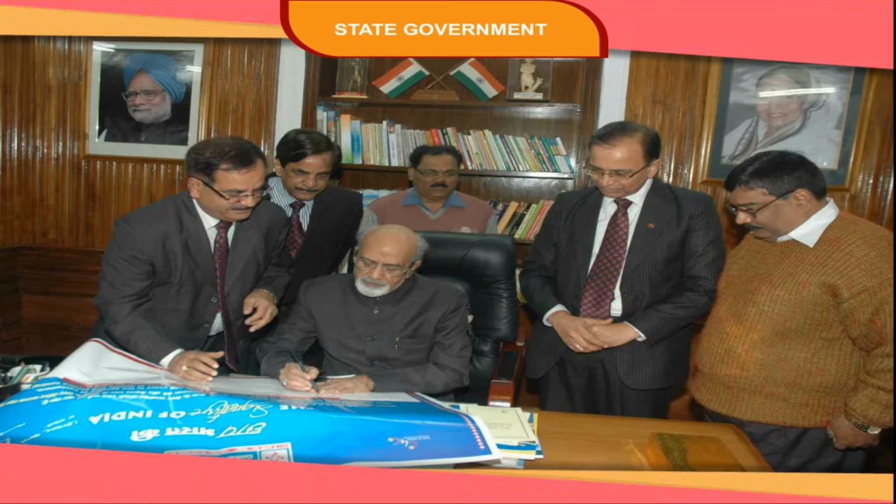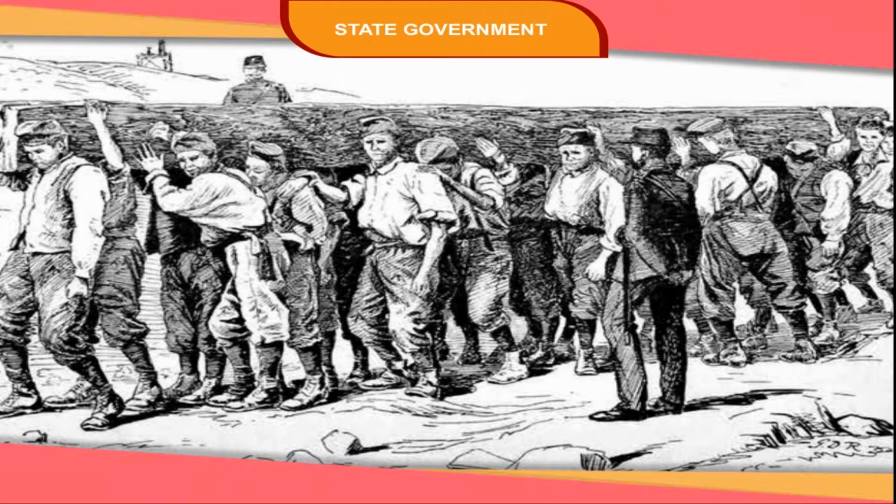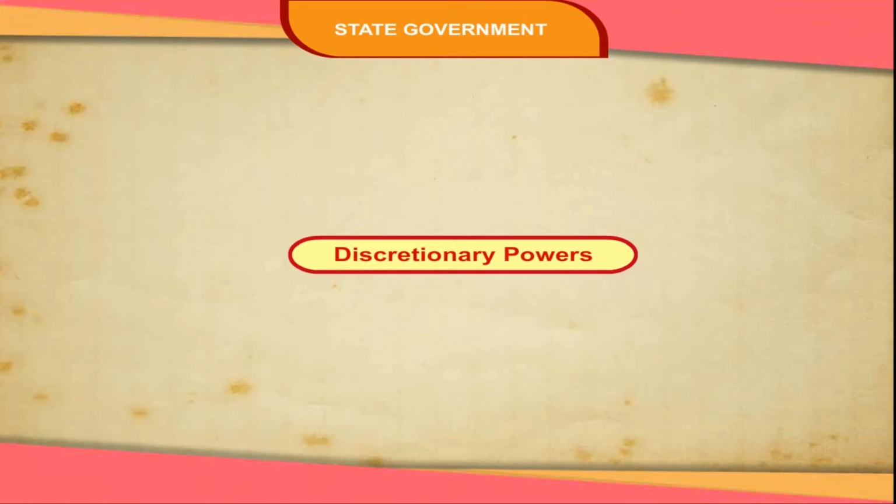Judicial powers. The governor can grant pardon, suspend, or commute punishment on appeals of mercy by the convicts. Discretionary powers. In some situations, the governor does not act on the advice of the Council of Ministers. In such situations, he exercises his discretionary powers.